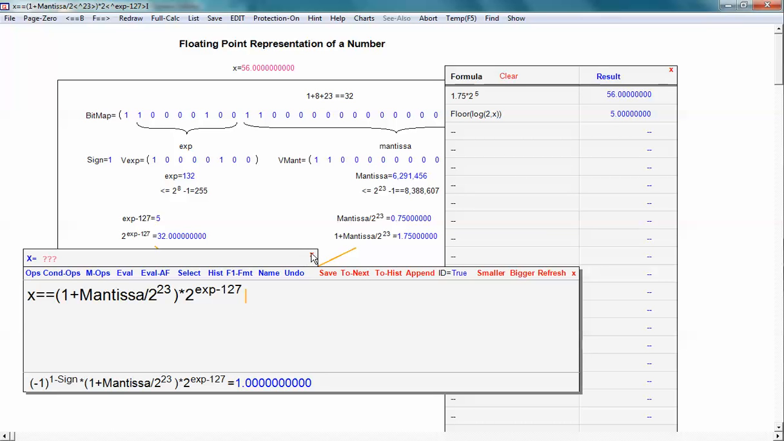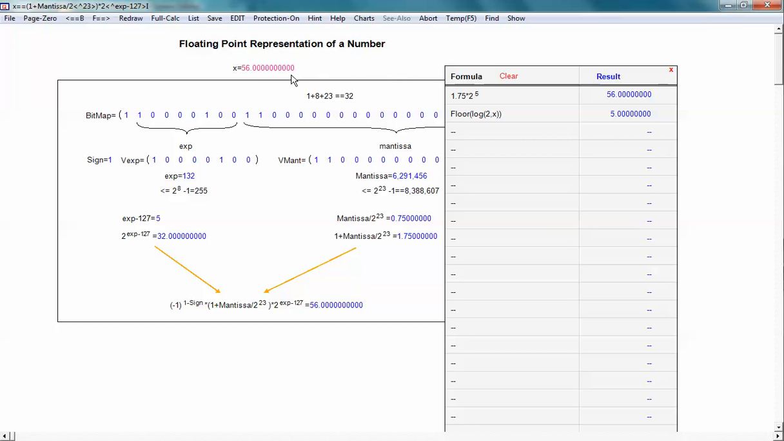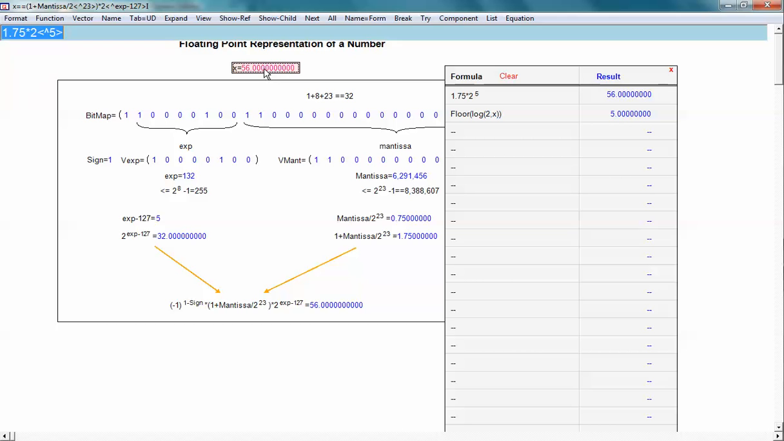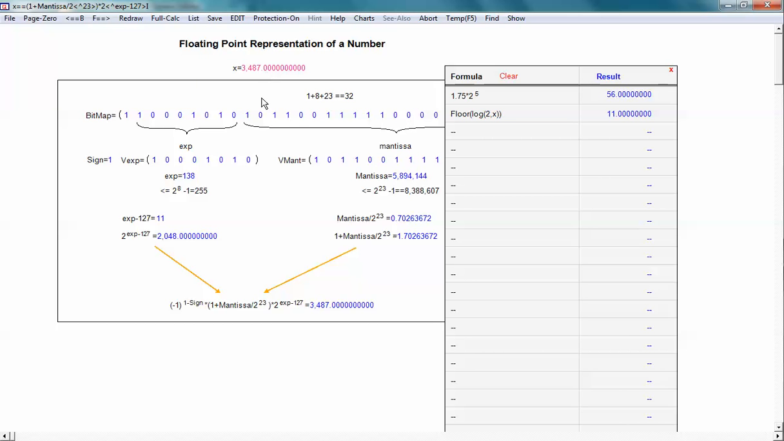Let's look at that. I'm going to just plug in some more numbers here. Whatever I put in here, let's say 3,487. Notice my exp is 11 and my formula gives me 11. So that way I can calculate the exponent directly from the number x up here.